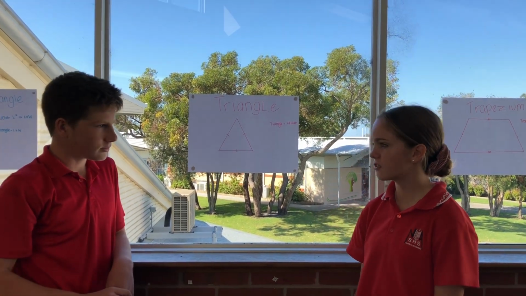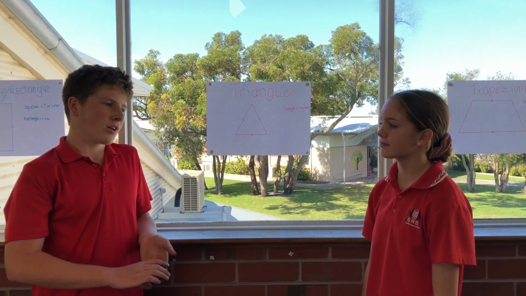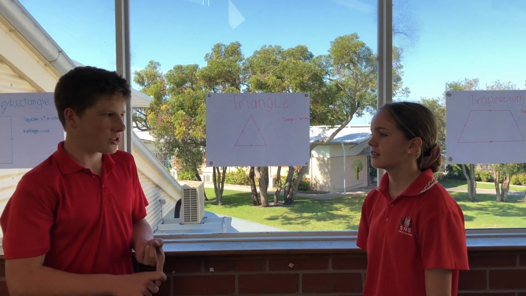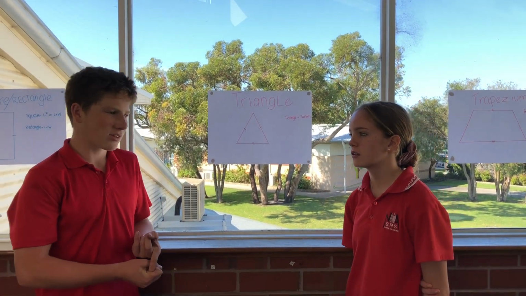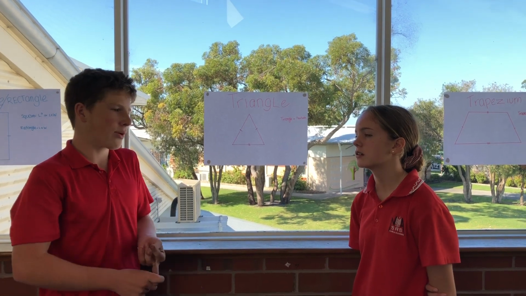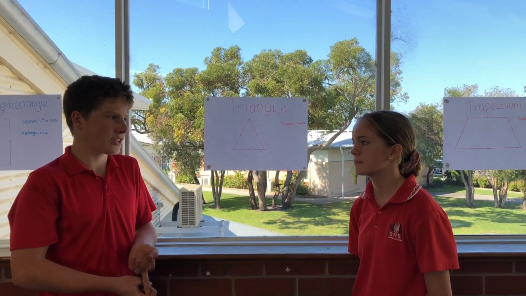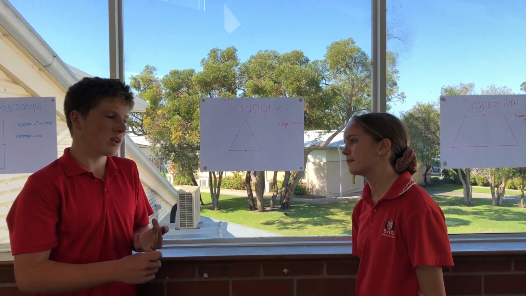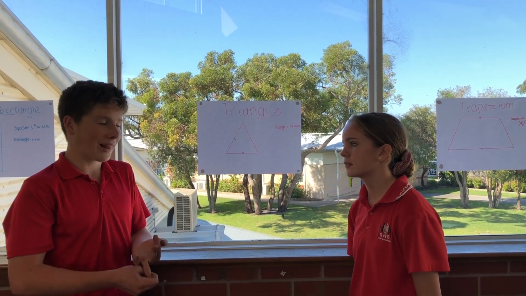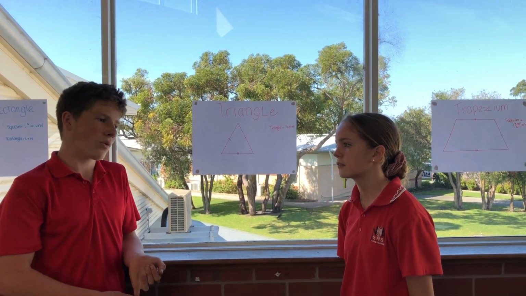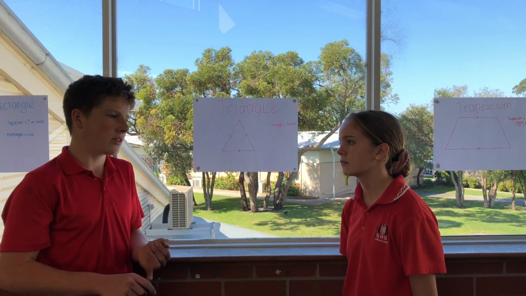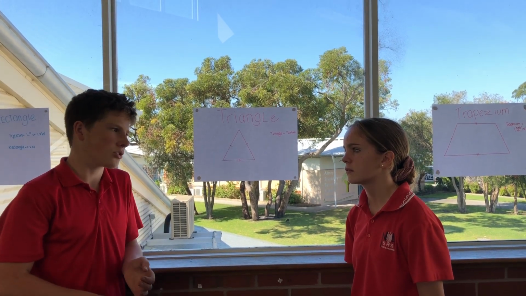And how many different types of triangles are there? 4. There's a scalene, where no angles and lengths of the sides are the same. An equilateral, when all the angles and sides are the same. An isosceles, when 2 angles and lengths are the same. And a right angled triangle, which has a right angle in the middle and the triangle goes straight up.